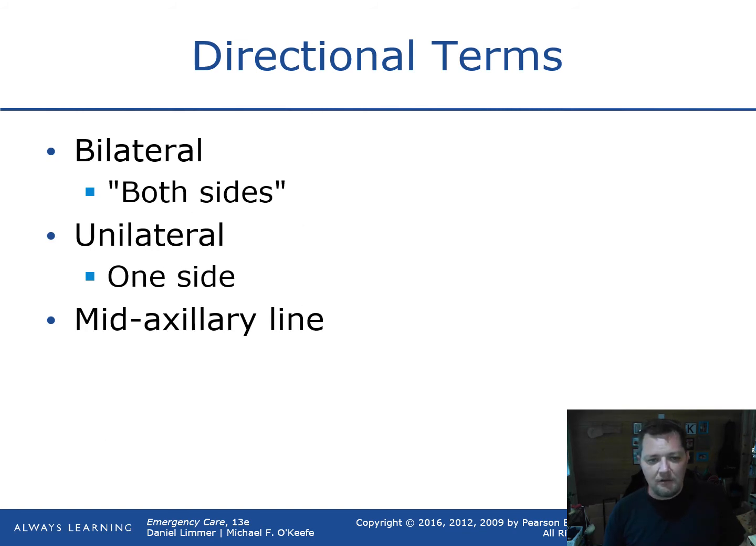Bilateral means that both sides are affected, on both sides of the midline, so the left and the right. Unilateral is one side. Say you've got a stroke patient who has weakness on one side. You would label that patient as having unilateral weakness on the left side. The mid-axillary line is an imaginary line that runs from the armpit all the way down the middle of the side of the body.